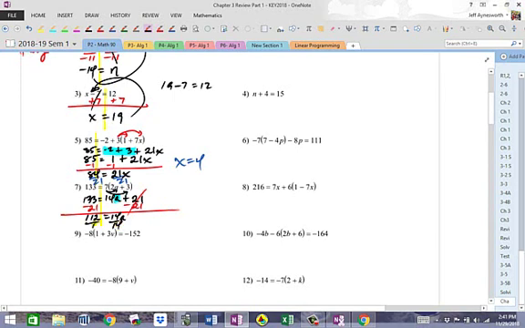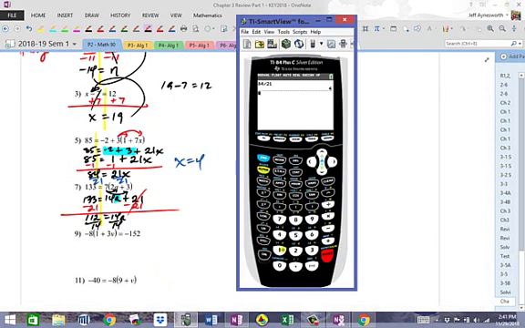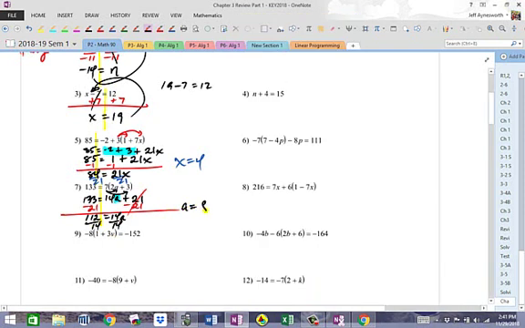Divide by 14. Again, use technology if you need to. All right, divide by 14 and you get 8. So a equals 8.